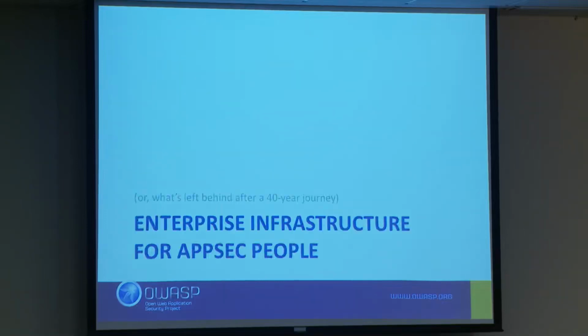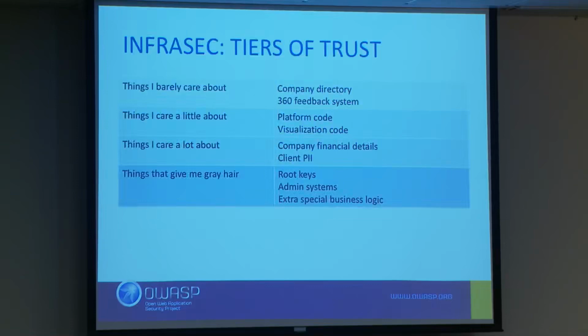So, brief recap: enterprise infrastructure for AppSec people. Obviously, the most important and fundamental thing about security is knowing what my assets are, right? So I classify them, as BeyondCorp would recommend, into tiers. There are the things I barely care about, and all the way up to the things that cause me to wake up in the middle of the night screaming when I think of a new vulnerability that exists to them.